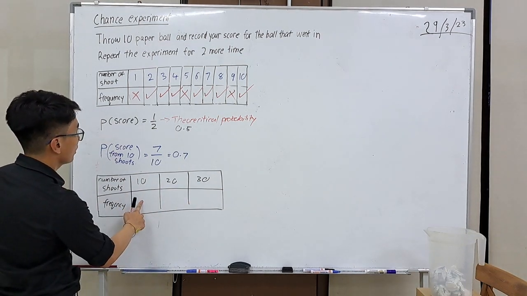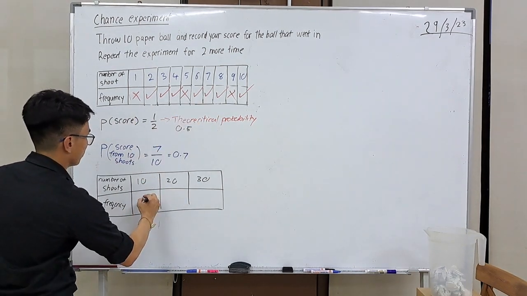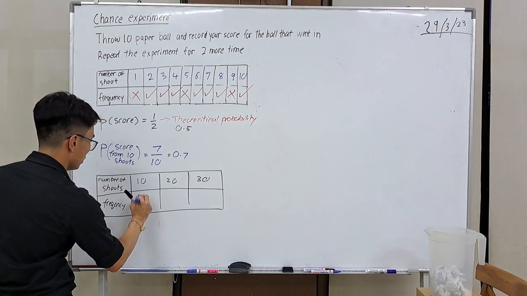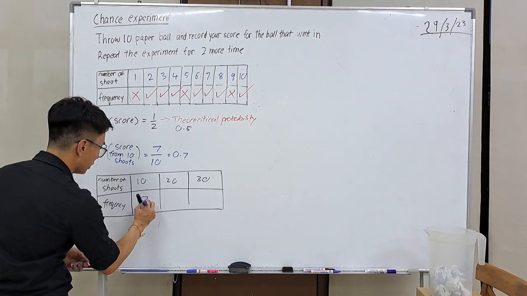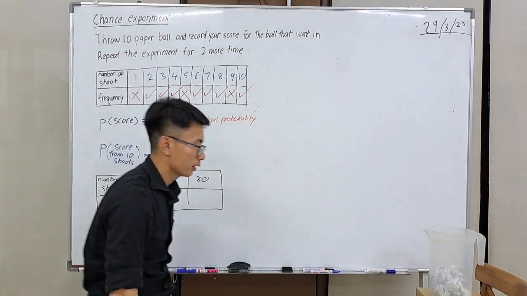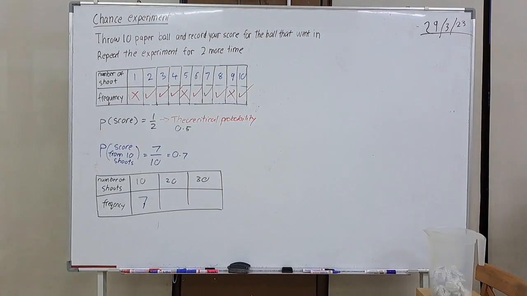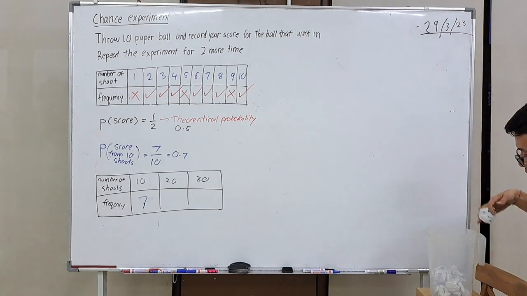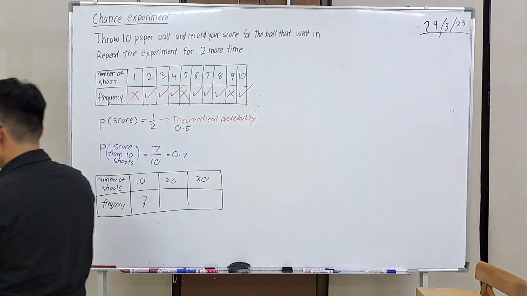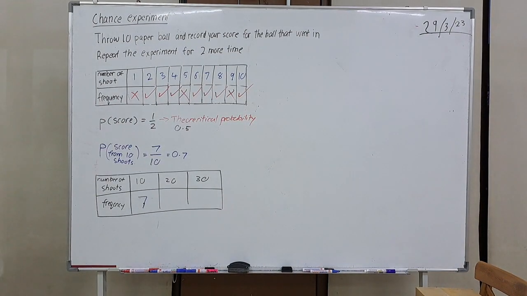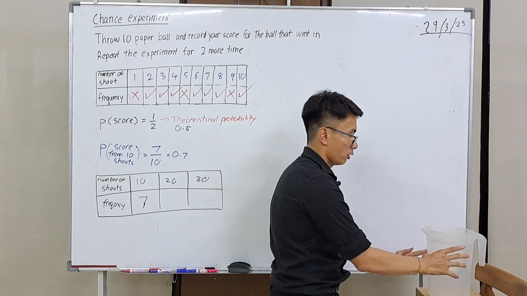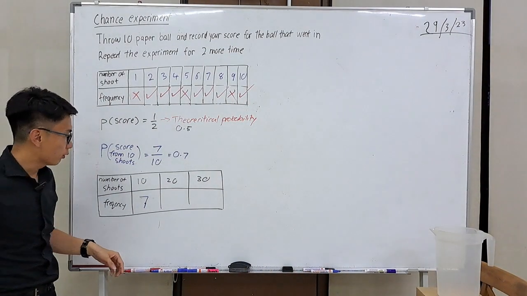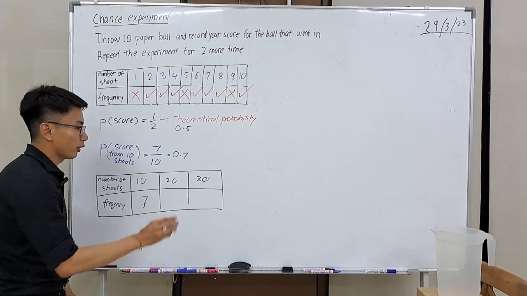In my first 10 shots, I have 7 scores. Okay, let me change the color. I have 7 scores. Now let me do the other experiment here. Let me get my paper balls first and let me try that again. For my next 10 shots, I will just record the score again. Let's see what I get.